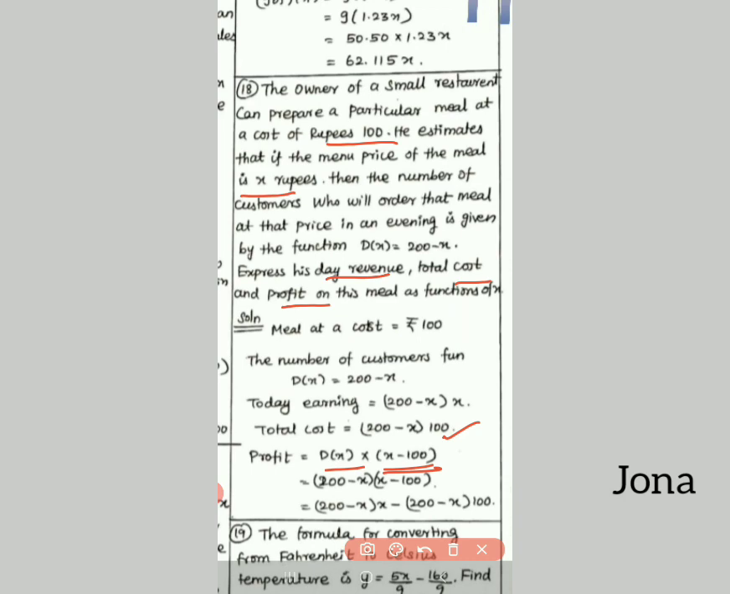Menu price is x rupees and the cost of the meal is 100. So we actually want to find the profit only, isn't it? So from this x I want to subtract this 100. The number of customers is d of x, and the profit we want to find is x minus 100 here. So 200 minus x into x minus 100. We can leave it till here, but it doesn't matter if you multiply both, that means 200 minus x into x and then 200 minus x into 100.